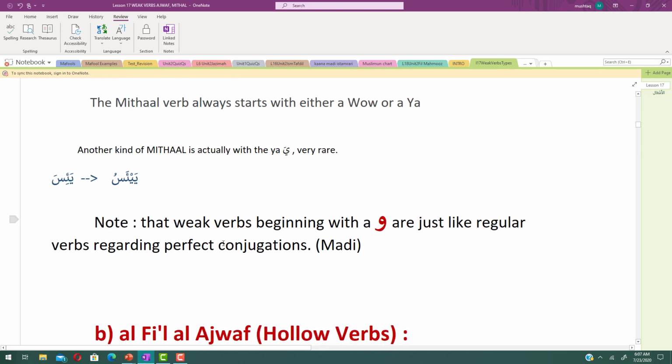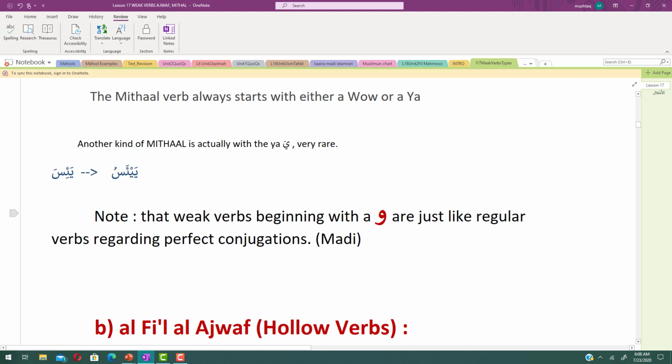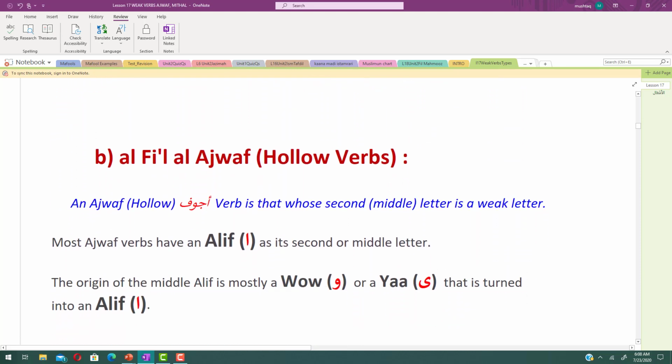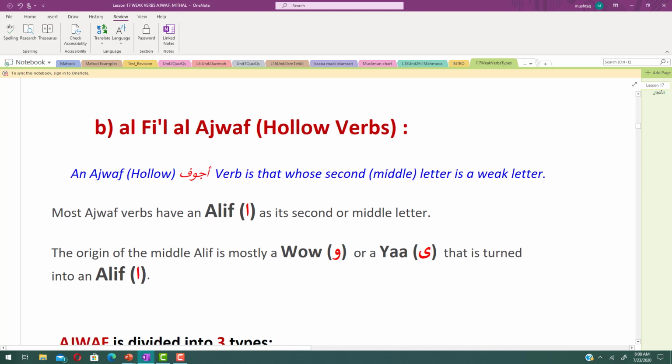Note that the weak verbs beginning with waw are just like regular verbs regarding the Madi conjugations. Remember the Madi, fa'ala, fa'ala, fa'alu, fa'alat, fa'alata, fa'alna, and so on. Same way, wa'ada, wa'ada, wa'adu, the weak verbs that begin with a waw are also the same. Okay, let's move to the second type, which is al-fi'l al-ajwaf, the hollow verbs.